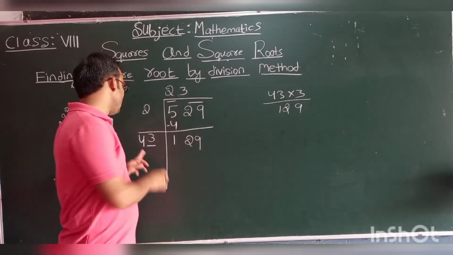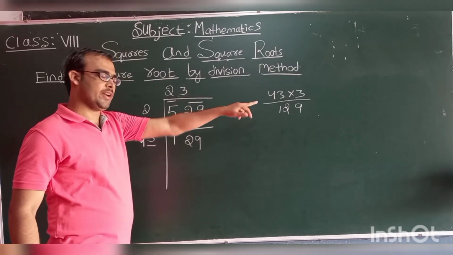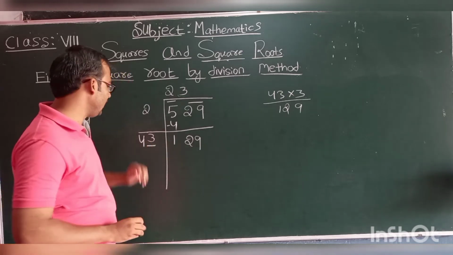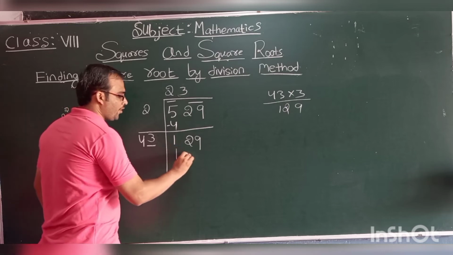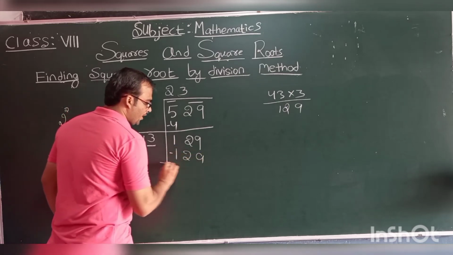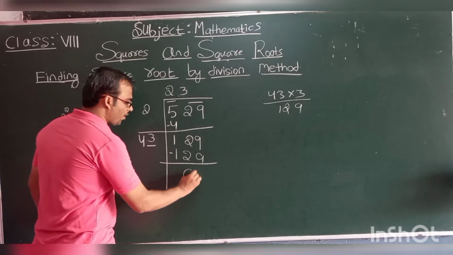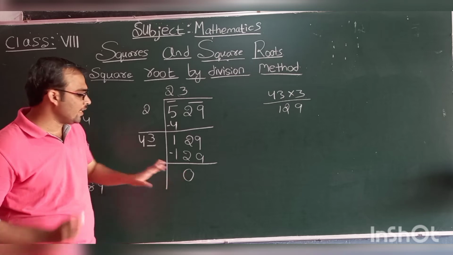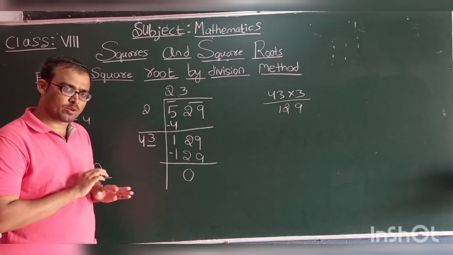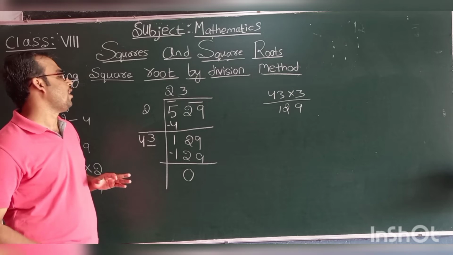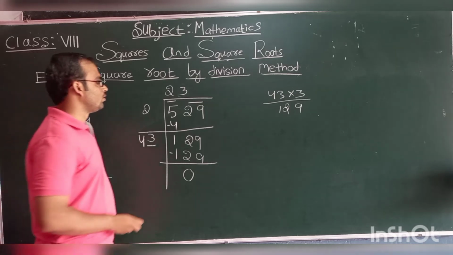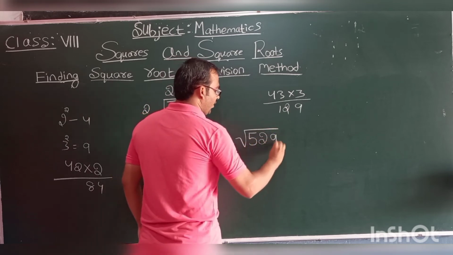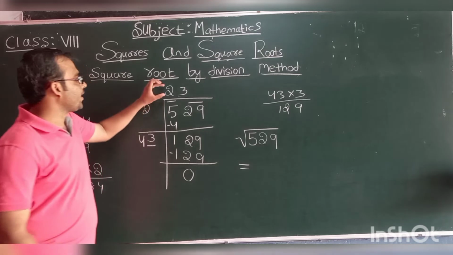Look here, students. 43 into 3 is what? 129. And what is the number here? 129. So we can fill this blank with 3. As the remainder we have got 0, since 129 minus 129 is 0. So this process of division has completed, and now what do we take as the square root? Look here, the square root of 529 is what? So take this number.